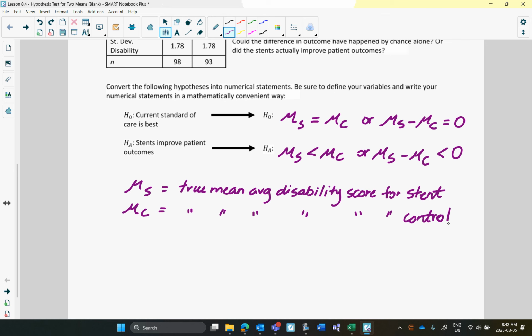And remember, the goal of the hypothesis test is we want to find the p-value, the probability of our sample being less than, or the difference in our sample being less from stent to control, or if I subtract the two, I get less than 0.